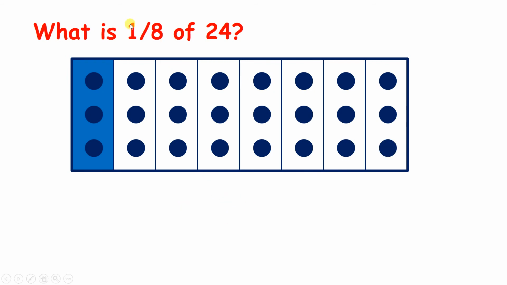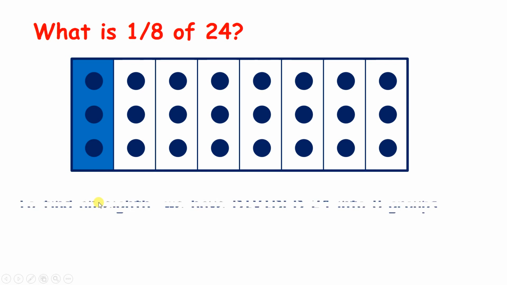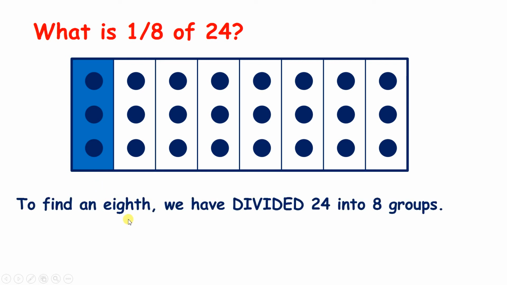So to find an eighth of 24, we divided 24 into 8 groups, and we have 3 in each group. So 1/8 of 24 is 3.